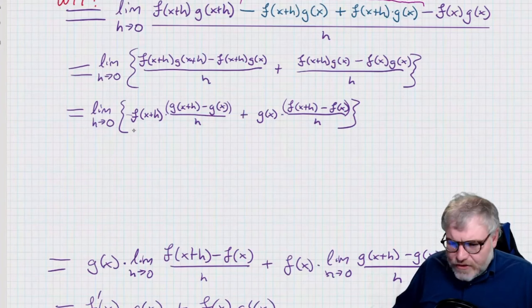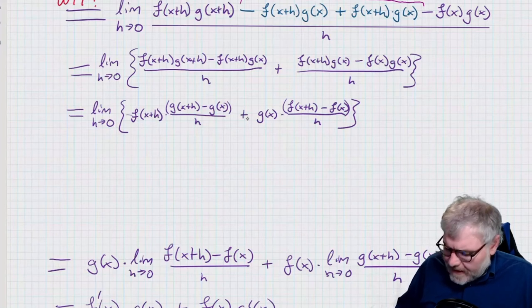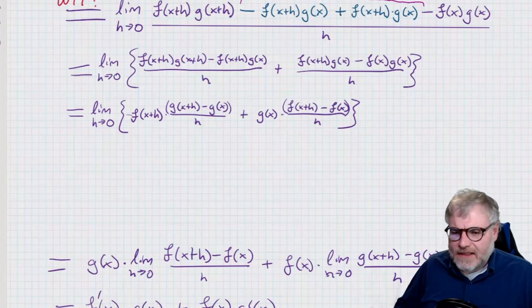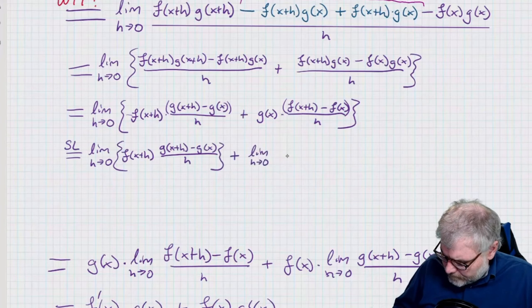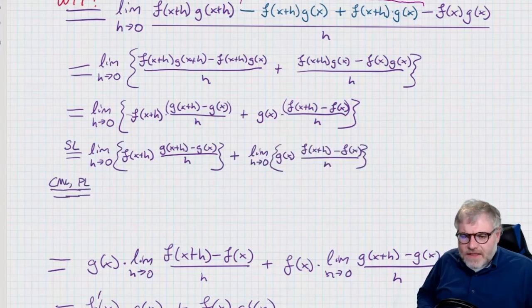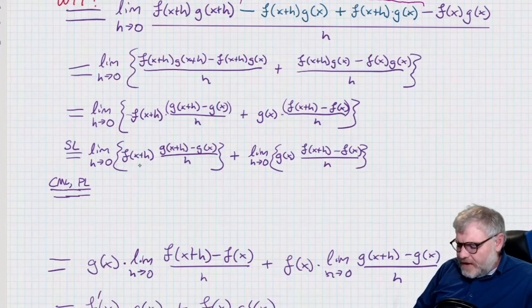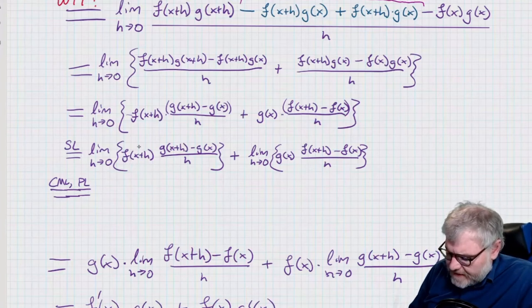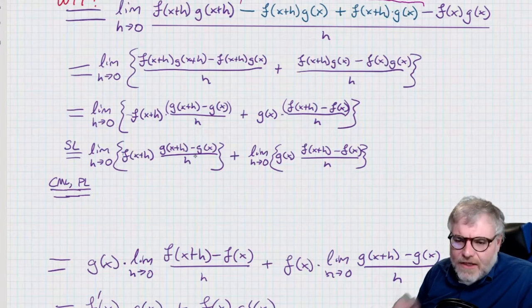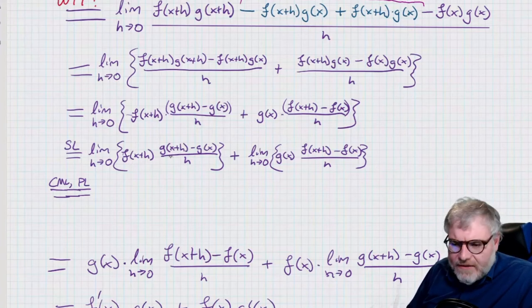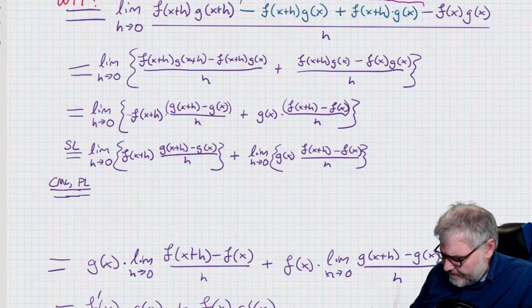So now I need to do a little bit of work. I'm going to split it up using the sum law. Then I'm going to pull this out with the constant multiple law, and I'm going to pull this out with the product law. For the f of x plus h, I know that the limit as h goes to zero of this exists, and I know that this one exists. I know that those exist because f is differentiable, therefore it's continuous. And I know that this thing right here exists because g prime of x exists.